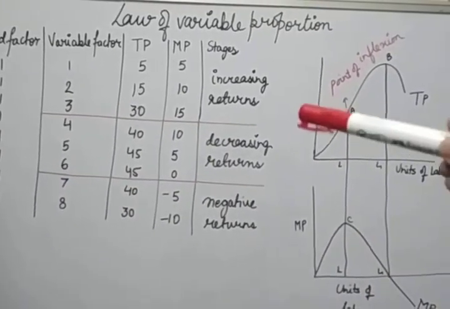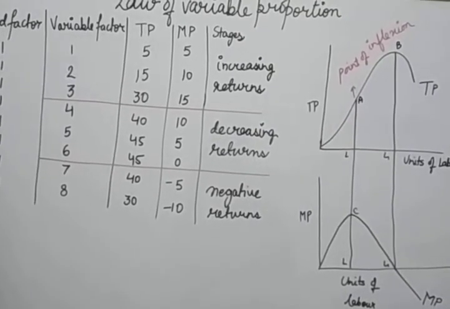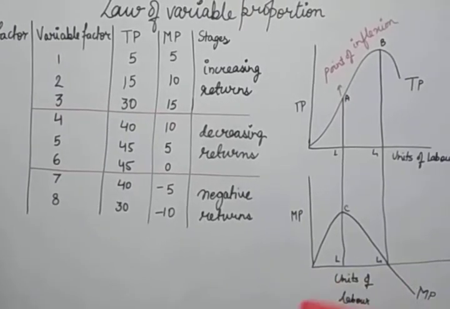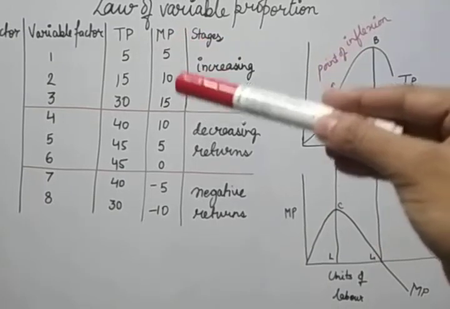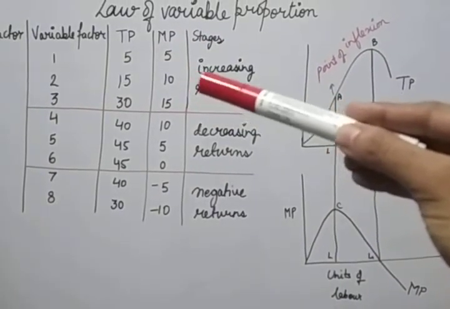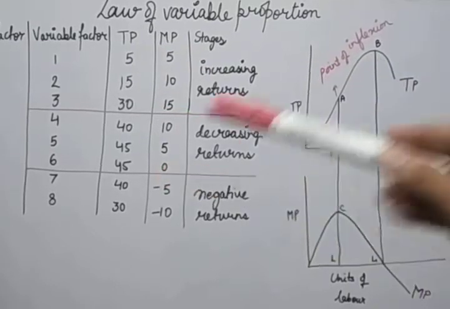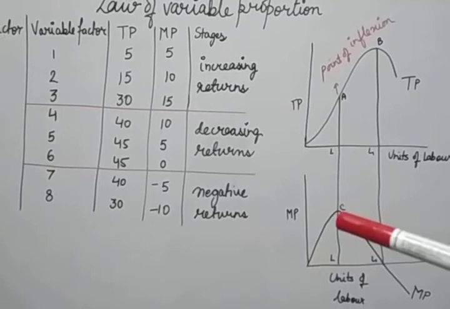Okay, so now in the first stage, as the input of the variable factor, that means the labor, increases, MP tends to increase. MP is increasing, and here also you can see MP increases. MP tends to increase and TP increases at the increasing rate. Here TP increases at the increasing rate.